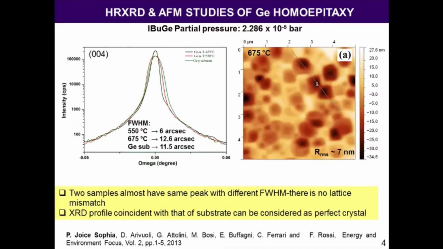So when you think in terms of binary, ternary, quaternary, you can understand the difficulty involved. The rocking curve profile that coincides with that of the substrate can be considered as a perfect crystal. For the germanium substrate, the FWHM is 11.5 arc seconds, and when the growth temperature is varied, at 550 it is 6 arc seconds, and at 675 it is 12.6 arc seconds. So it is a perfect lattice match, and it's a typical example for homoepitaxy. For homoepitaxy, I am giving this example.